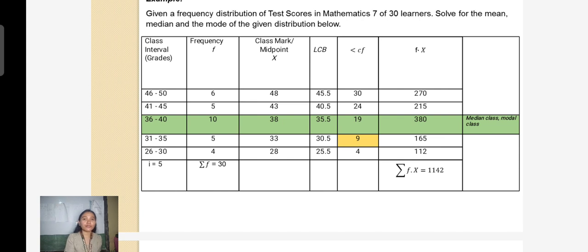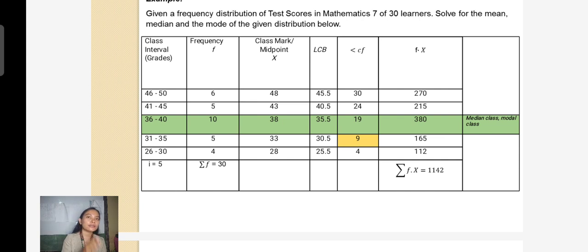So, class interval or the grades. Let us start from the very bottom going to the top. 26 to 30 in the first column, then 31 to 35, 36 to 40, 41 to 45, and 46 to 50. For the frequency, the class 26 to 30 has 4, followed by 5, then 10, then 5, and 6. Then the summation of F, or the total frequency, is equal to 30.